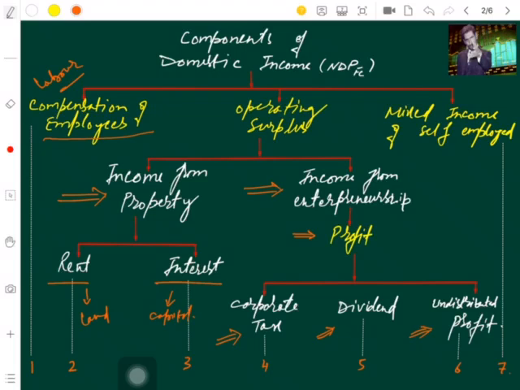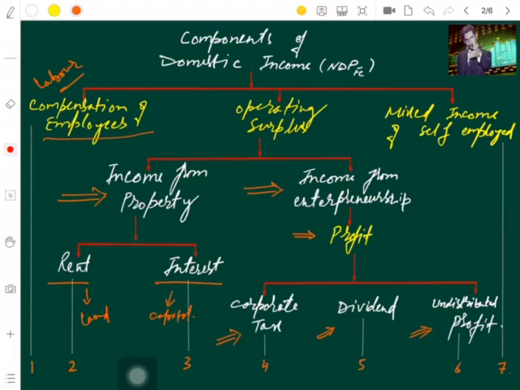That happens when profit comes from entrepreneurship. You can pay corporate tax only when profit comes. You can pay dividend to the shareholders when profit comes from the entrepreneurship, and you can retain certain profits for future course of actions, for growth and expansion of your business, when profit comes into context.